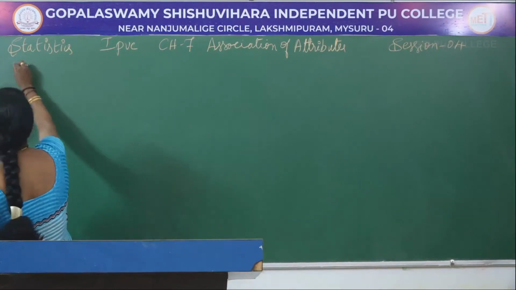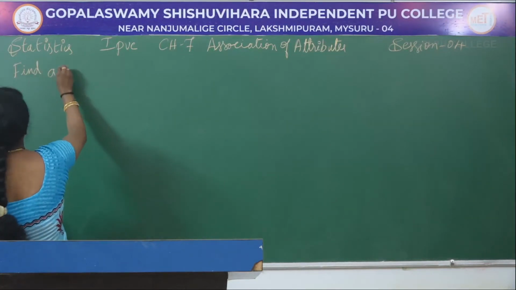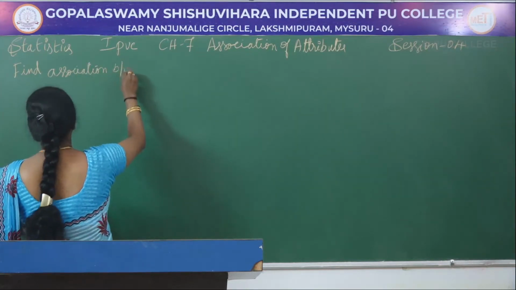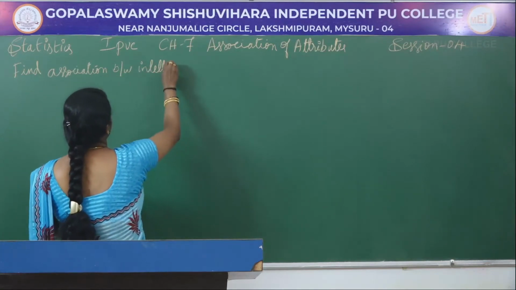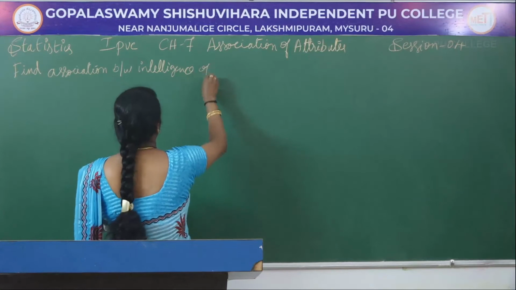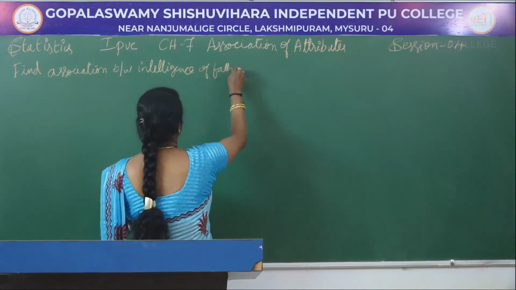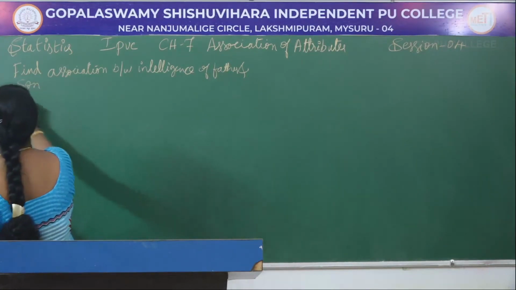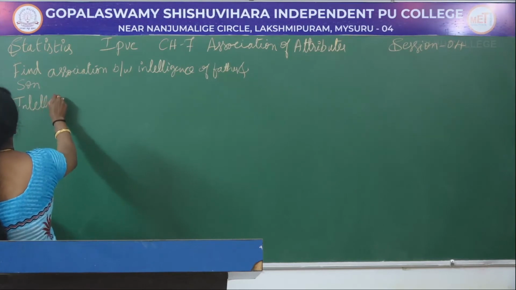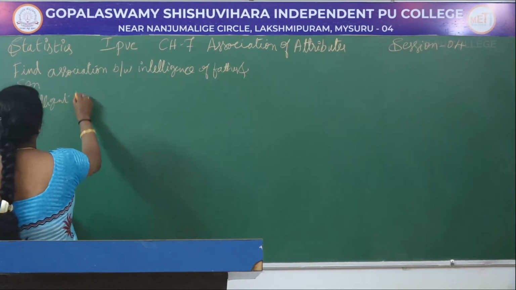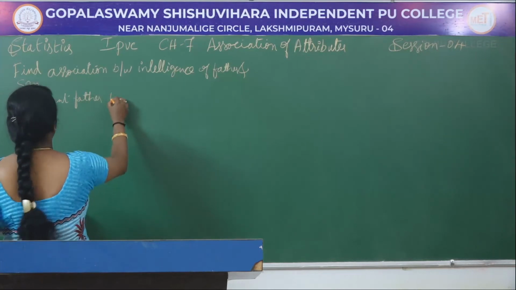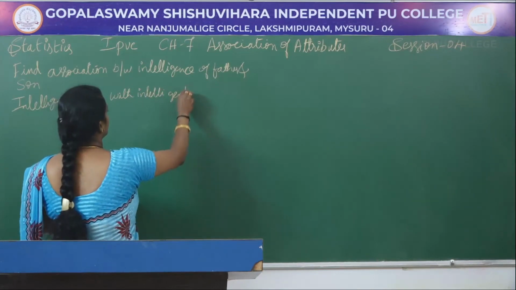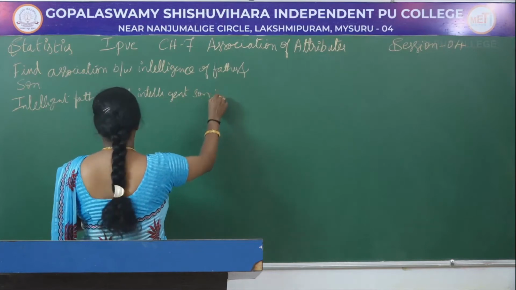Find association between intelligence of father and son. Father and son. Intelligent father with intelligent son is 50.